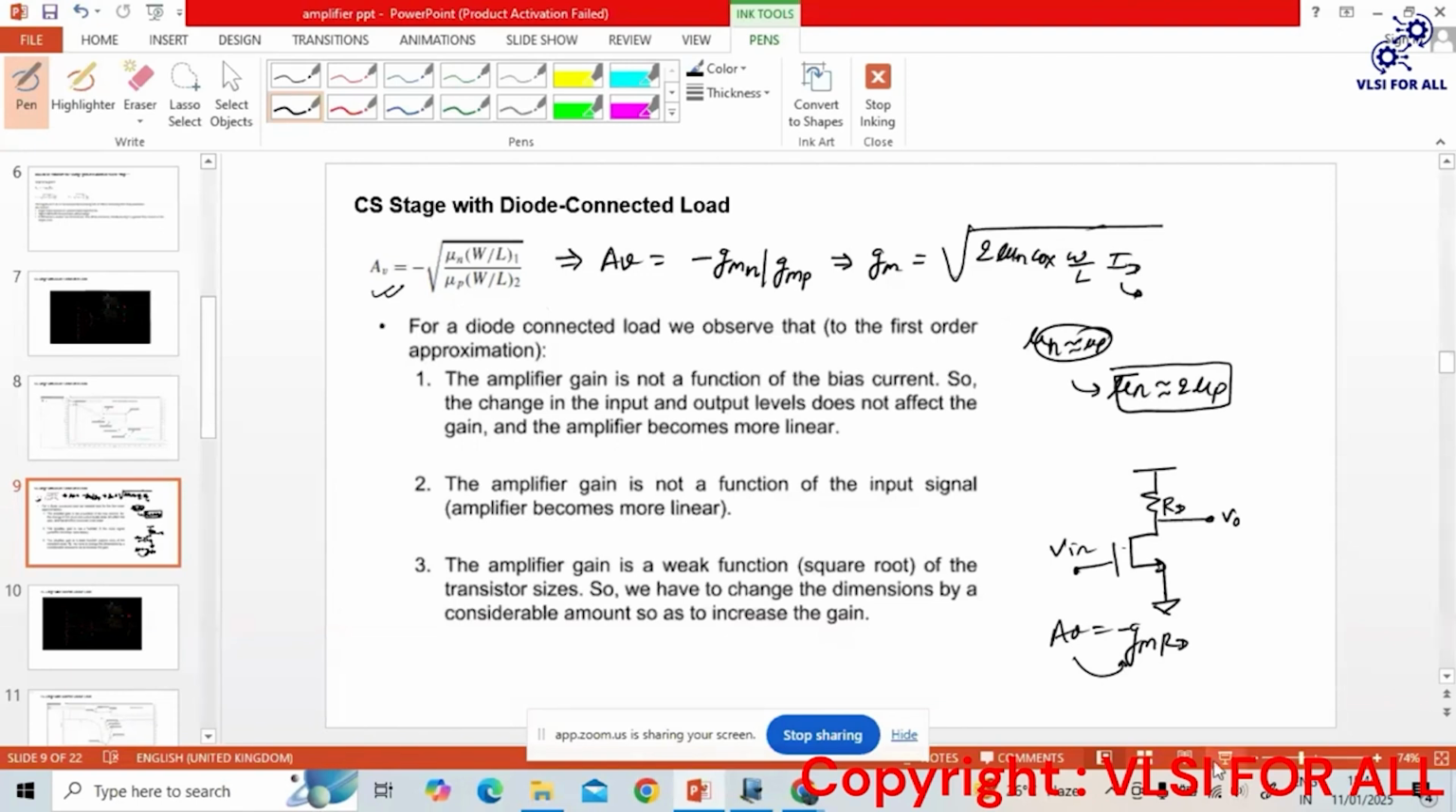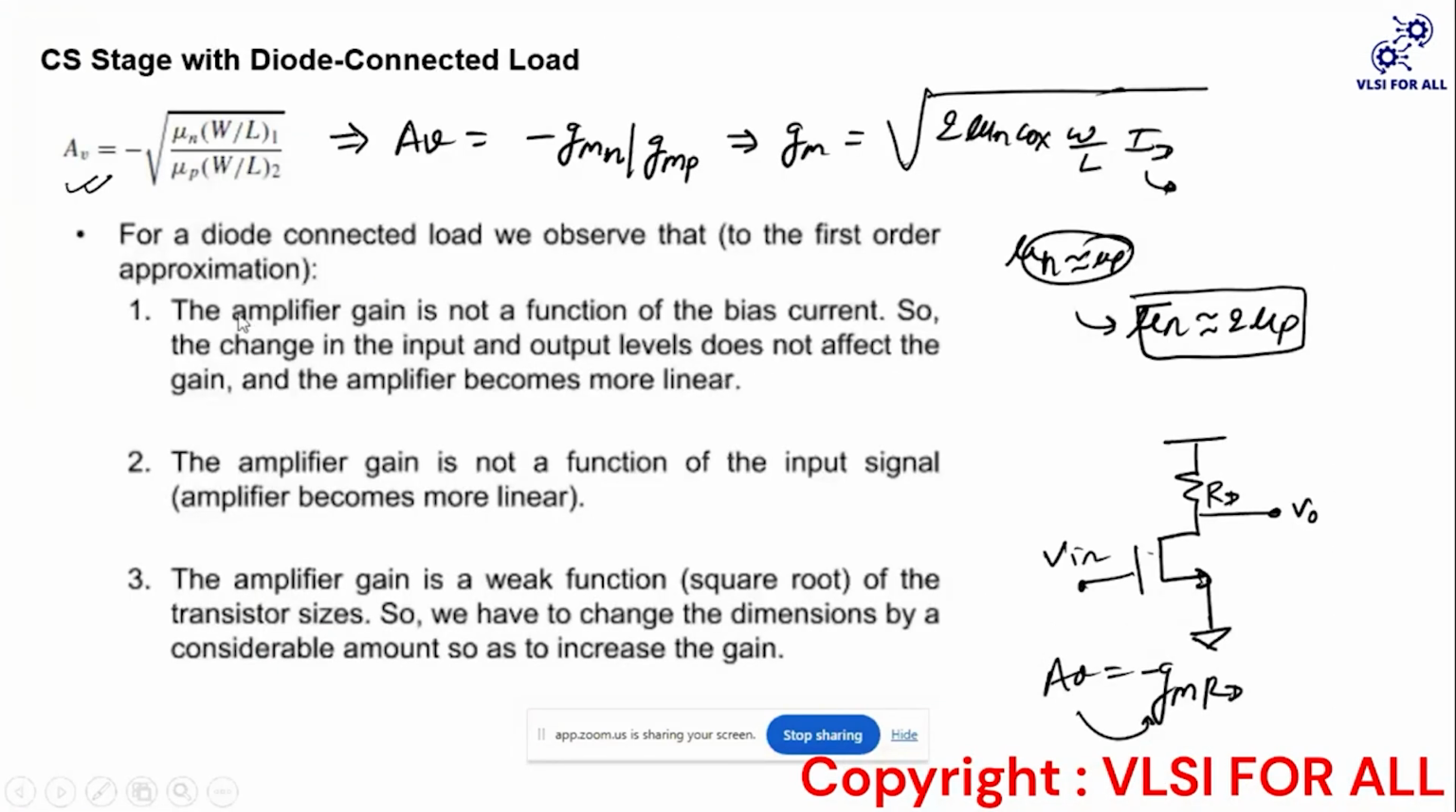And let me zoom this. Here we can see the amplifier gain is not a function of the bias current. So the change in the input and the output level does not affect the gain, and the amplifier becomes more linear, right? The amplifier gain is not a function of the input signal, and the amplifier gain is a weak function of transistor size, that is W by L. So we have to change the dimension by a considerable amount to increase the gain, right?